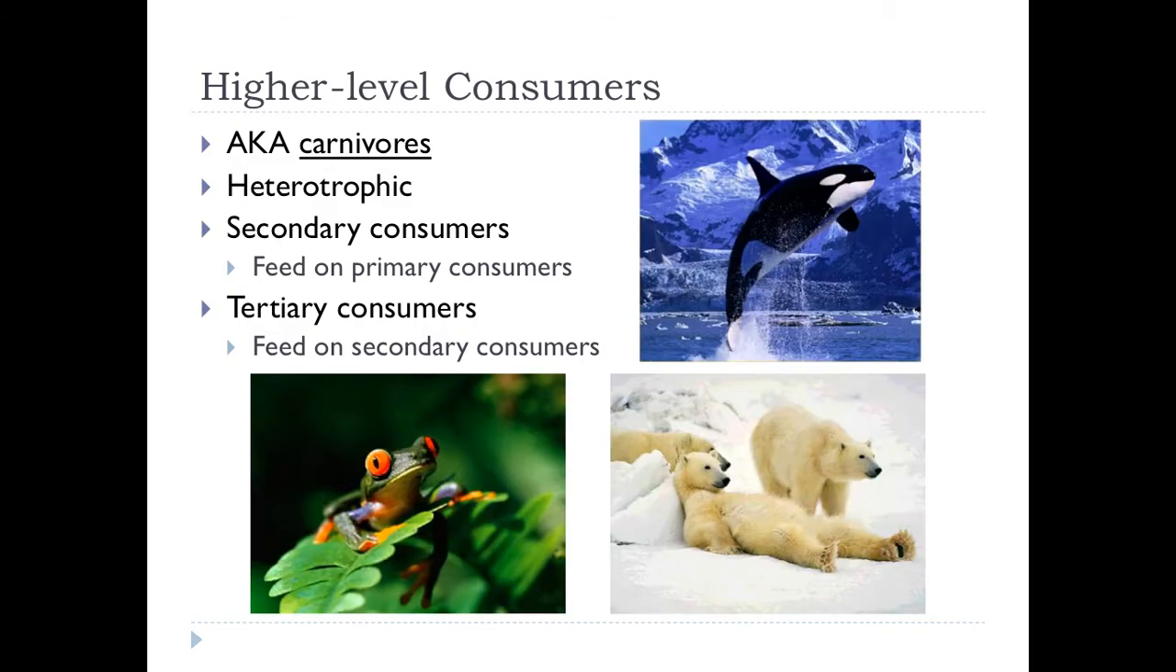So some examples here of secondary and tertiary consumers: a frog that maybe eats a grasshopper that's eating a plant would be a secondary consumer. A polar bear that's eating a seal, and that seal might eat fish, and that fish might be eating smaller fish, which maybe are eating plankton. That would definitely be a tertiary consumer. Killer whale, same thing. They might be eating sea otters, which then it would be a secondary consumer, but maybe they're also eating seals.